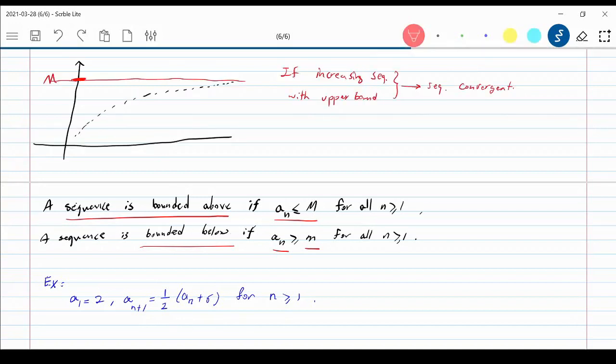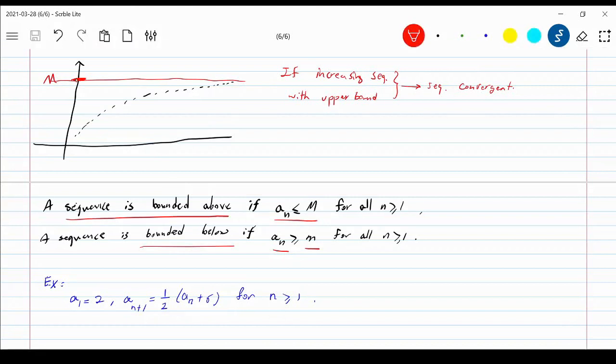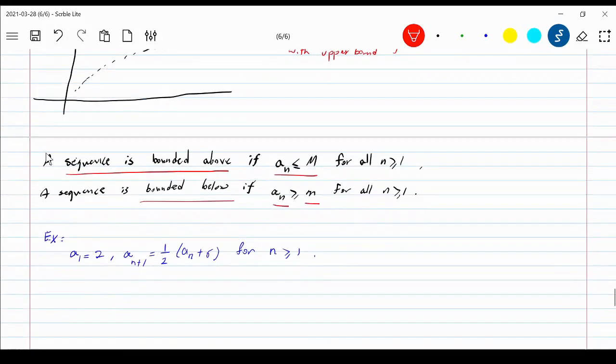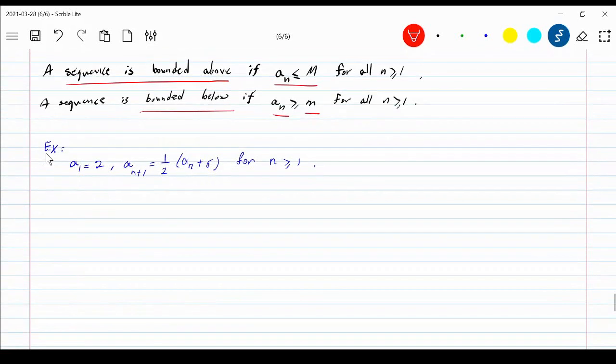Okay, you don't need to find out exactly what this value is for the upper bound. You can say this must be M. There is an infimum of all those upper bounds, which would be the limit. Okay, so here, let's look at this example.